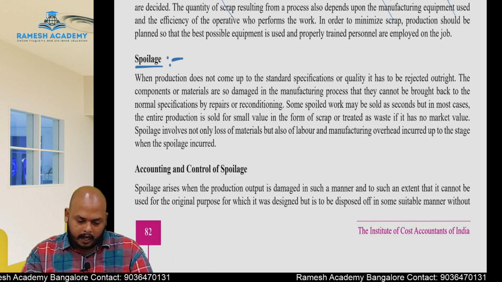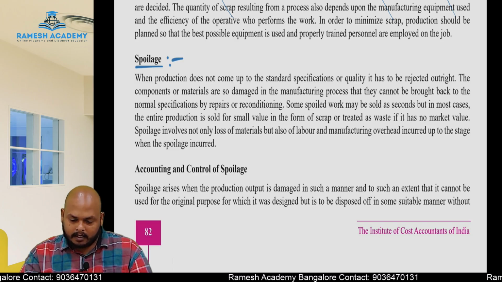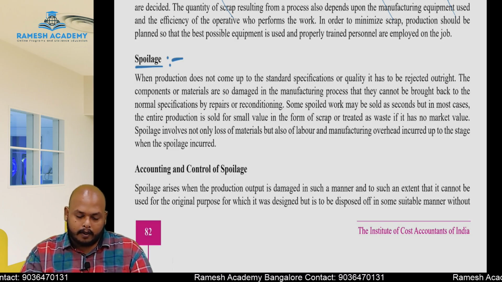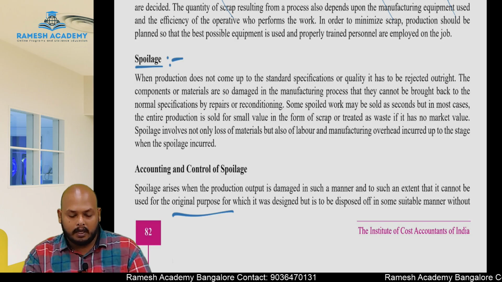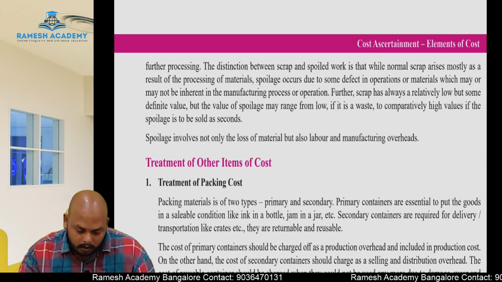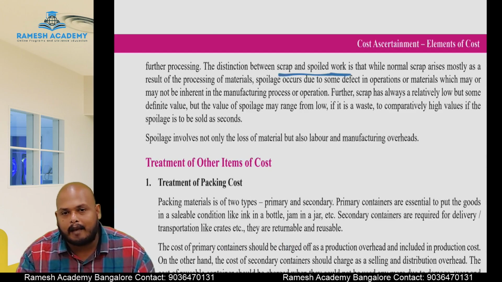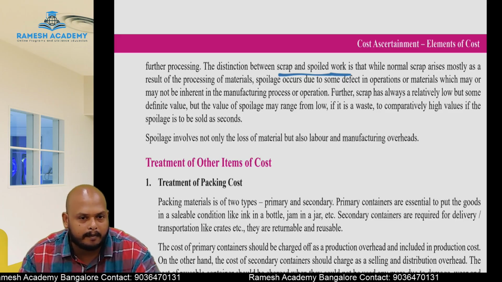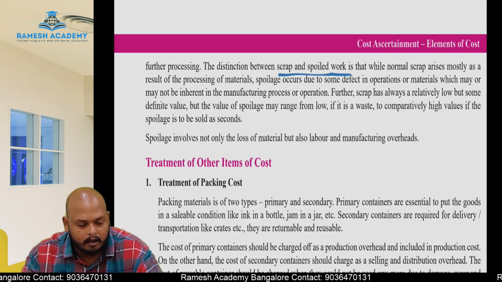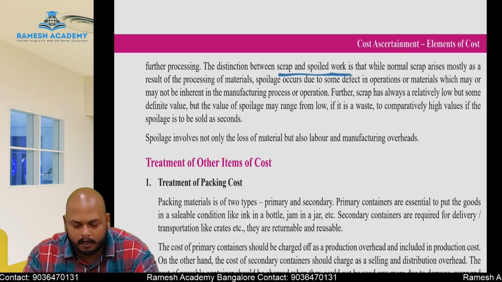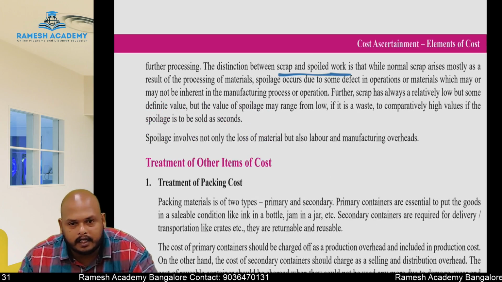Next, what is the accounting and control of spoilage? Spoilage arises when the production output is damaged in such a manner and to such an extent that it cannot be used for the original purpose for which it was designed, but it is to be disposed of in a suitable manner without further processing. The distinction between scrap and spoilage is that scrap is an incidental residue appearing in the manufacturing process. Spoilage is when the product is not up to the mark. That is the difference between spoilage and scrap.